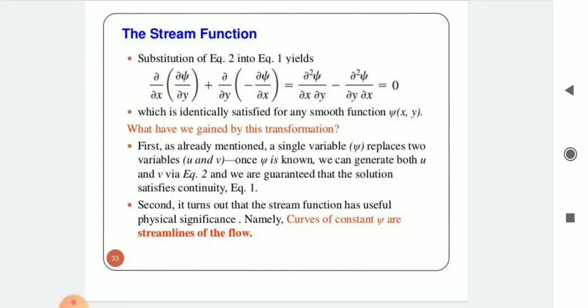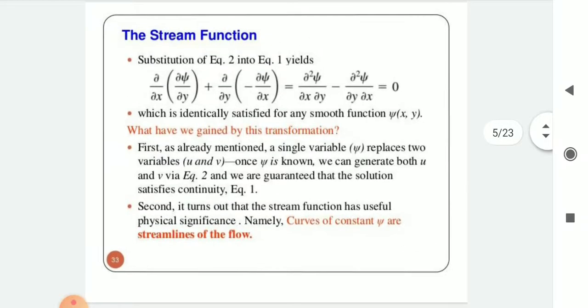What have we gained by this transformation? First, as already mentioned, a single variable psi replaces two variables u and v. Once psi is known, we can generate both u and v via equation 2, and we are guaranteed that the solution satisfies continuity equation 1. And second, it turns out that the stream function has useful physical significance, namely curves of constant psi are streamlines of the flow.